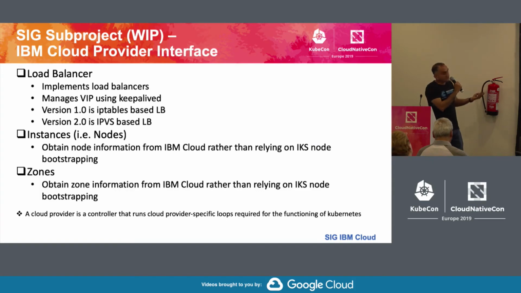The IBM Cloud Provider interface is your interface between Kubernetes and IBM Cloud. Typically, as you know, the cloud provider is a controller that takes care of the things between Kubernetes and the cloud. All cloud providers have their own provider interface, and this is actually what IKS, the IBM Cloud Kubernetes Service, uses today.